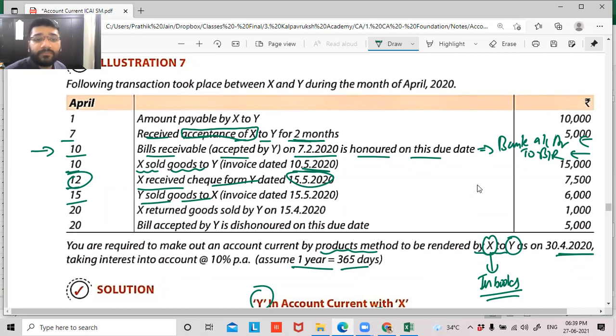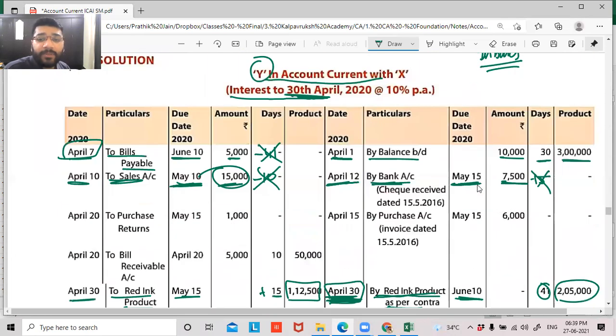Purchase account debit to Y account. Purchase to Y. So can I say by purchase? April 15th is the transaction date. By purchase. Invoice date is 15th May, so that will be my due date. And the amount is 6,000 rupees, guys.